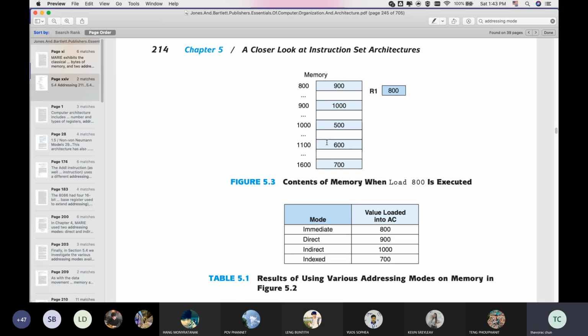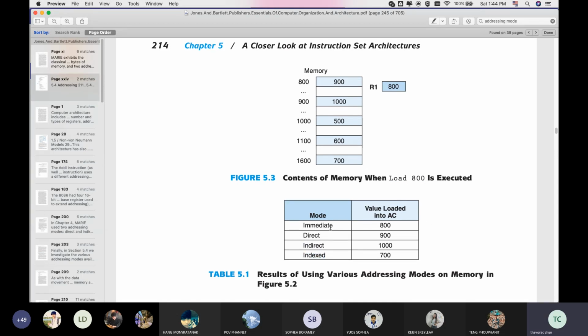In the example, they provide that at address 800, the data is 900. At address 900, the data is 1000. At address 1000, the data is 500. This is just some assumption, some data that they provide to you. So for practice, imagine that you are executing the instruction load 800. What is the difference if the addressing mode is immediate, direct, indirect, or index?